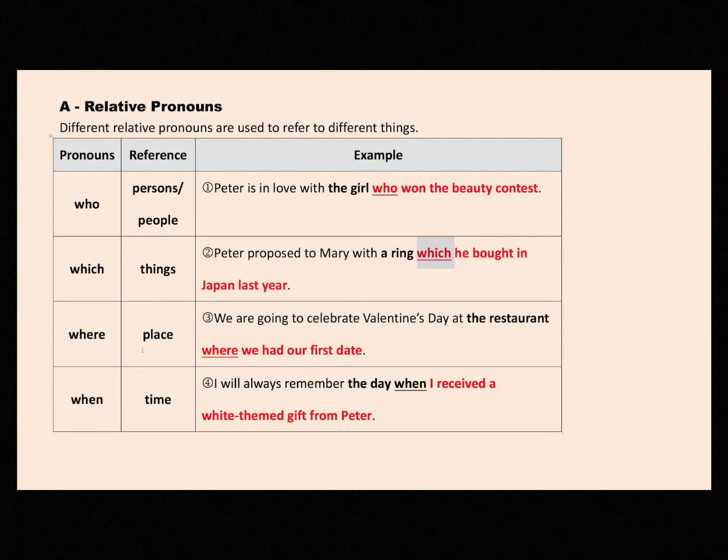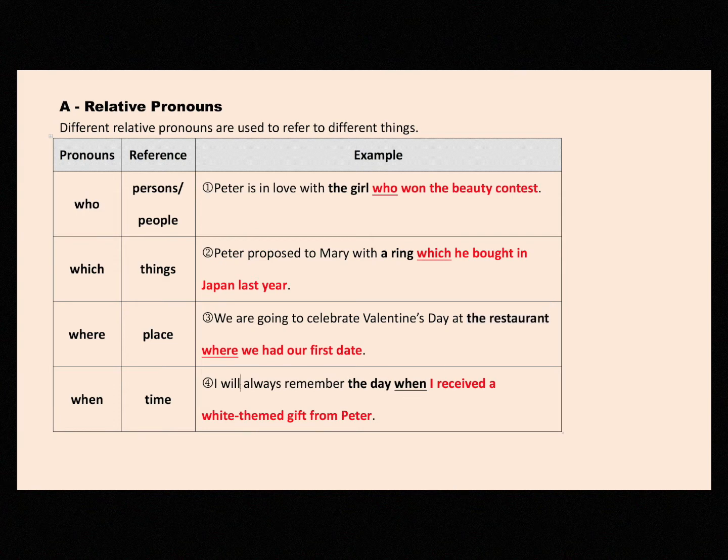Next, in number 3, we will use where to talk about places. We're going to celebrate Valentine's Day at a restaurant where we had our first date. The restaurant where we had our first date. Where here is the relative pronoun to talk about the restaurant, because the restaurant is a place, and that's why we use where to talk about the place, the restaurant.